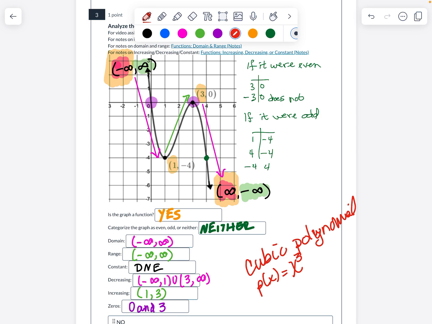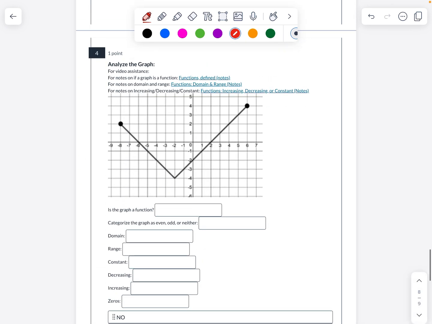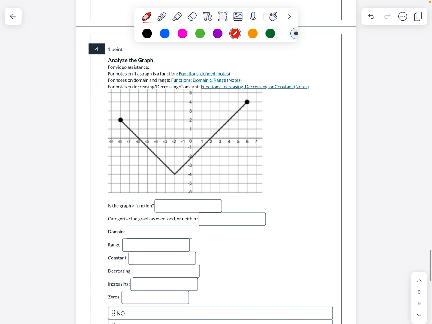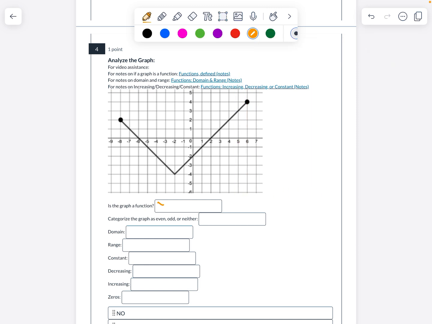Alrighty. Last one. Yes, here we go. Is it a function? If I were to take a vertical line, and I were to move that vertical line through the graph, the orange line, my vertical line, and the black line, the black graph, will only have one intersection each and every time. So is it a function? Yes, it is a function.